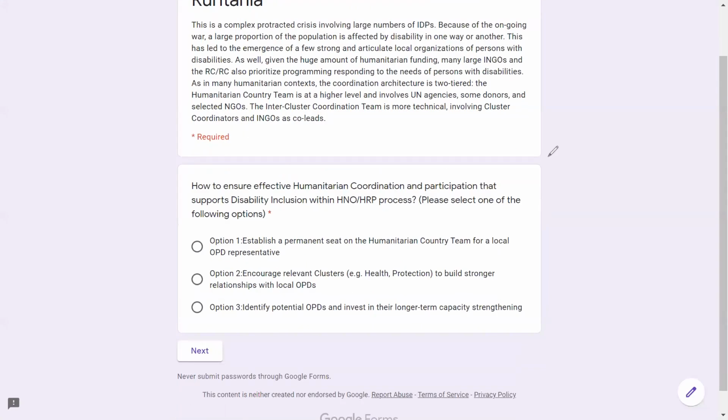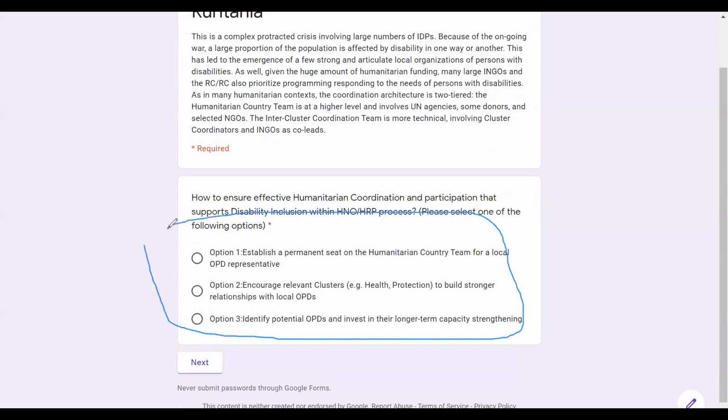Option 1 would be establishing a permanent seat on the humanitarian country team for a local representative of a person or organization of persons with disabilities. The second one would be encouraging relevant clusters, and we give examples of health and protection, to build stronger relationships with local OPDs. And the third one would be identifying potential OPDs and investing in their longer term capacity strengthening.